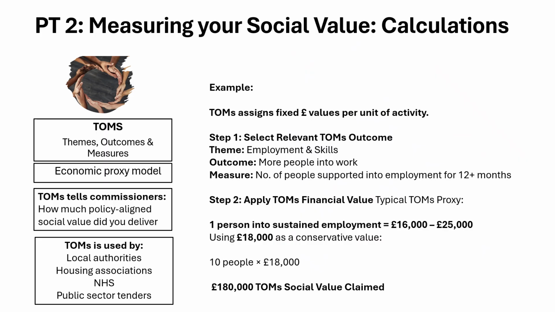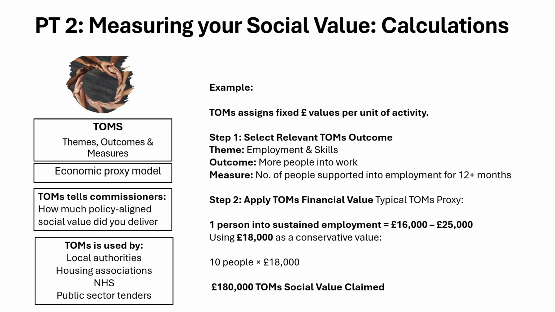So using the TOMS model, the themes, outcomes and measures, which is an economic proxy model. So it literally gives you the economic value of your social value. And this is really useful for generally public sector commissioners when they want to attribute a value to the social value that you're creating. And this really tells commissioners how much policy aligned social value did you deliver or will you deliver through the program or the activity that you're doing.